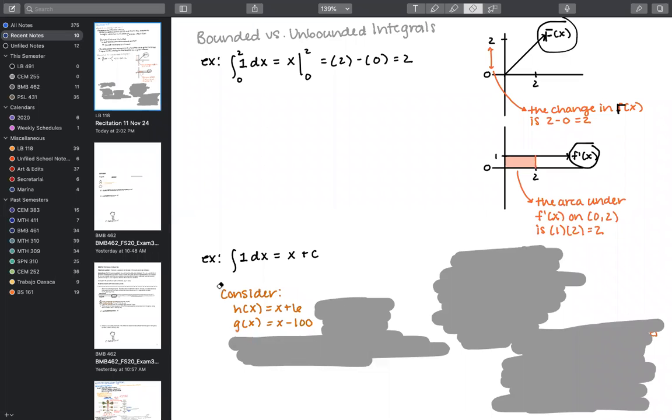If we consider these two functions, h of x equals x plus 6 and g of x equals x minus 100, if we were to take the derivative of both of those, we would get the exact same derivative. So if I asked you to evaluate the antiderivative of h prime of x, you would say, well, there's definitely an x, but I don't know for certain what the constant is. That's what the plus c represents: the fact that it could be 6, could be negative 100, could be some wild, absurd number.